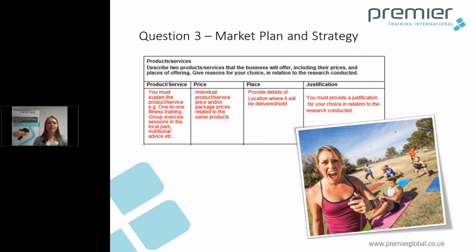So an example here could be small group sessions in the local park. The price, based on your research, you may decide to charge £5 per hour, and the place would be the park closest to you or the park of your choice. You then need to justify why that is based on the research that you have carried out. There are 6 marks available for this question.